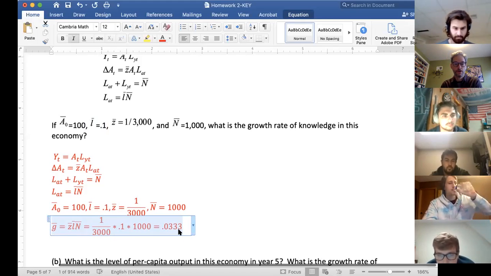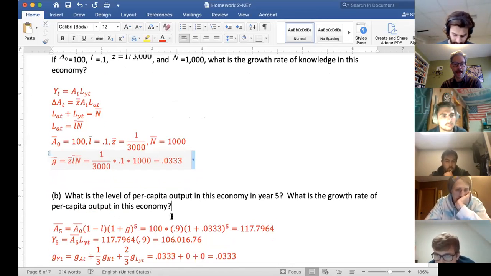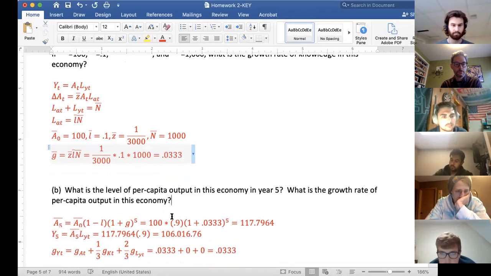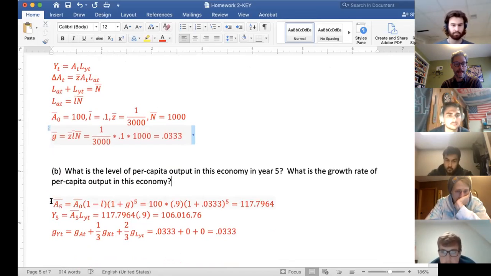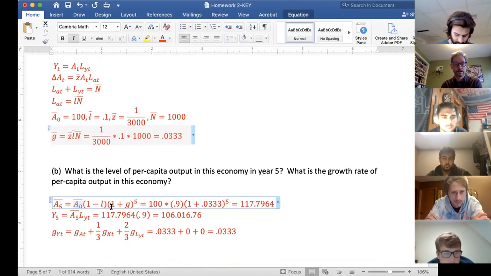Okay, for part B, what's the level of per capita output in this economy? Right, so first off, we have to figure out what A is. And what's A going to be in year 5? It's going to be A in year 0 times 1 plus g to the 5th power.